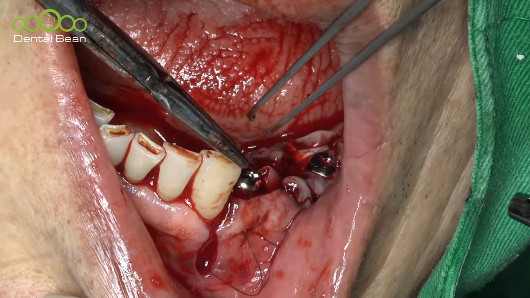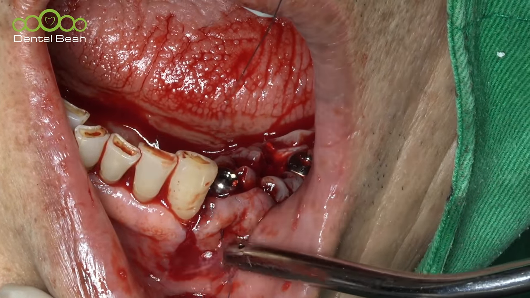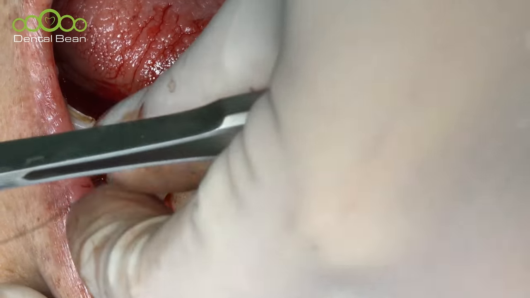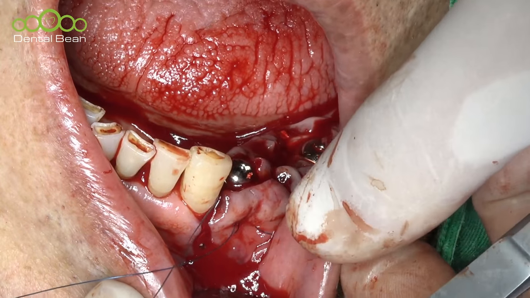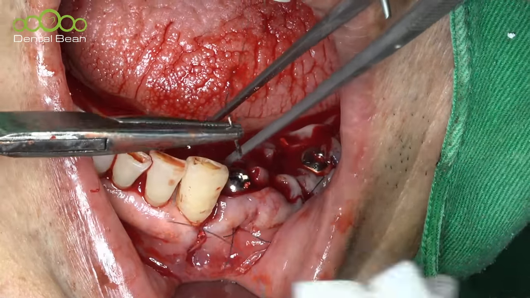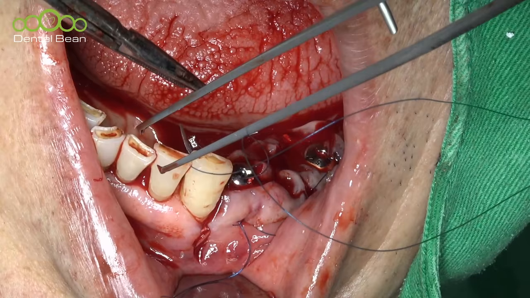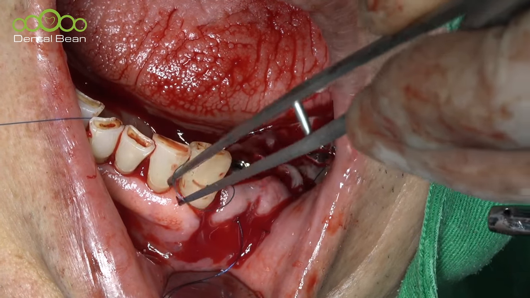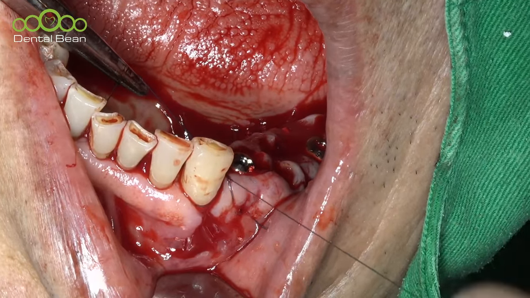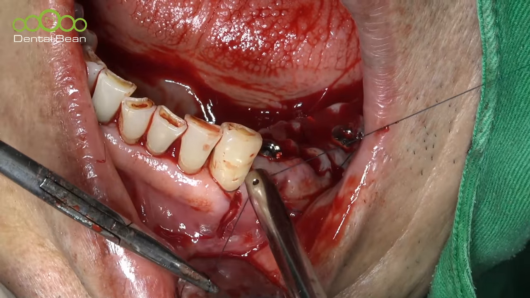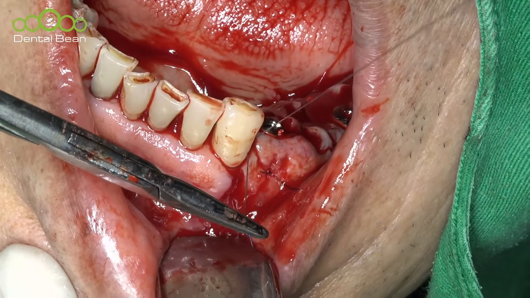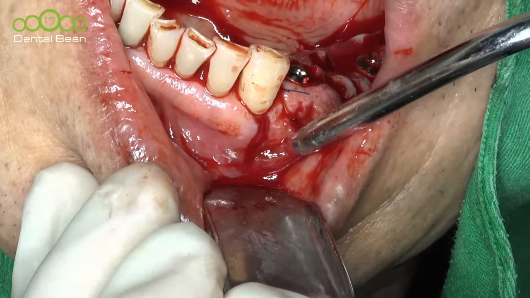Okay, next one. Still, this is the buccal incision, so I also want to try the anchor knot here. And then, okay, from now on, just only simple suturing. Okay, almost done. Okay, anterior vertical.